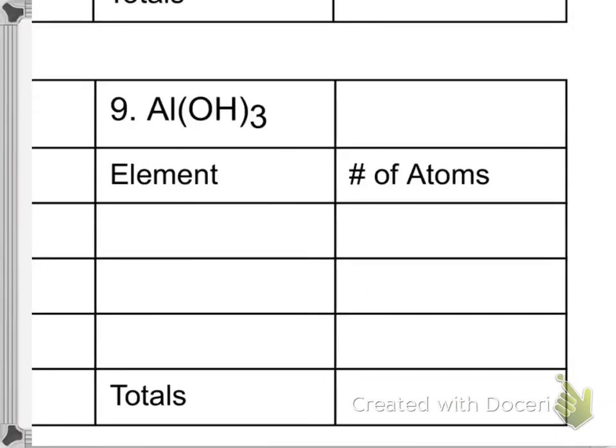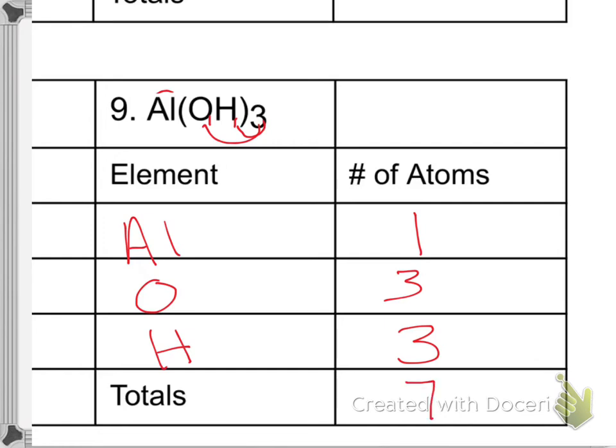I decided to add number 9 as an example also so you could see a bracket. So this is a capital letter and a lowercase, so that is one element. They go together when it's capital and lowercase. So it's Al, which is aluminum, and then we have an O and an H. There are no numbers next to the Al, so that means there's 1. Then there are the brackets, and so you're remembering that there's a 1 here and a 1 here. So 3 times 1 is 3, and 3 times 1 is 3, for a total of 7.